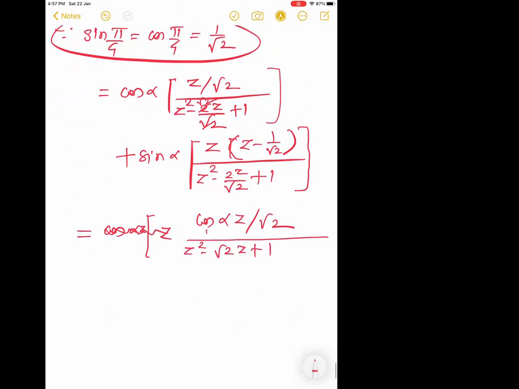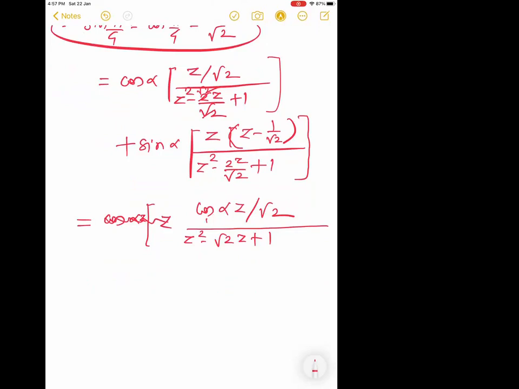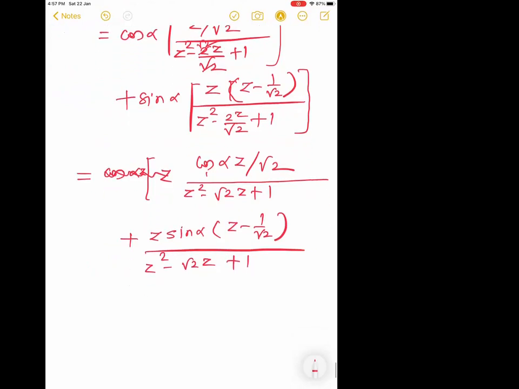At second term multiplied by plus cos alpha, of course we have done, and plus z sine alpha, second term z sine alpha into z minus 1 by root 2 divided by z square minus root 2z plus 1. The region of convergence is mod z greater than 1.